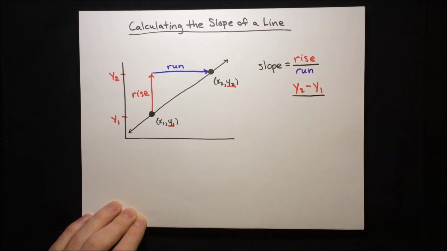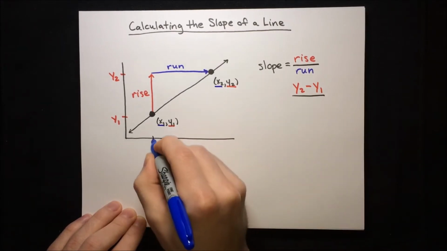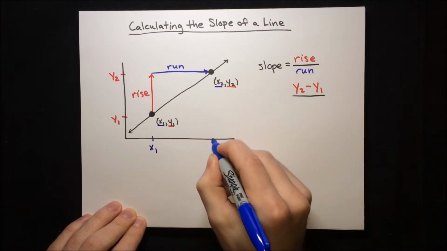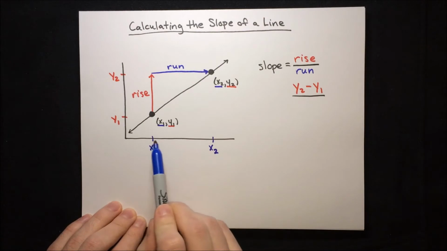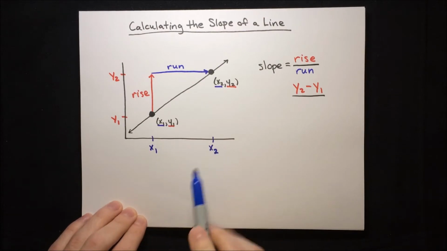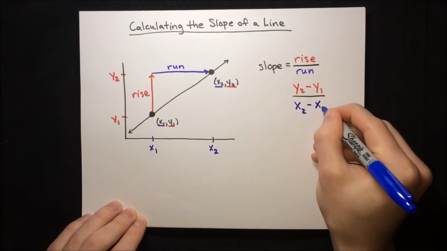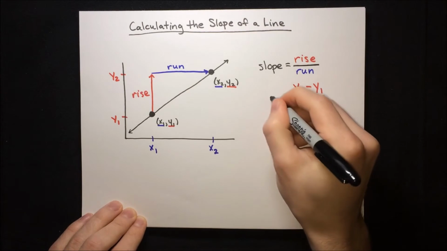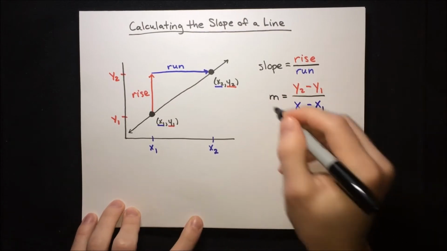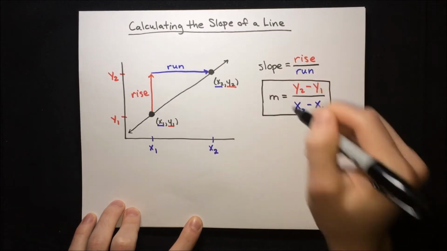Similarly, to find the run of the line, we can look at the x-coordinates, x1 and x2. The amount the line runs over to the right is also just given by the difference, x2 minus x1. And the slope is usually denoted by the letter m. So this right here is our master formula for the slope.